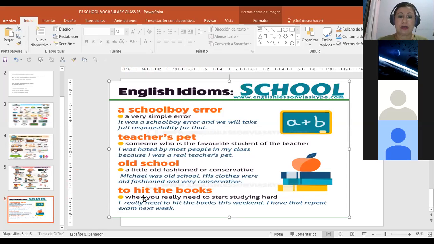To hit the books. It's when you really need to start studying hard. Es cuando realmente necesita comenzar a estudiar muy duro, muy fuerte. For example, I really need to hit the books this weekend. I have that repeat exam next week. Realmente tengo que darle duro a los libros, ¿vea? Darle duro a los libros este fin de semana. Tengo esa reposición, ese repeat exam es la reposición del examen next week, la próxima semana.